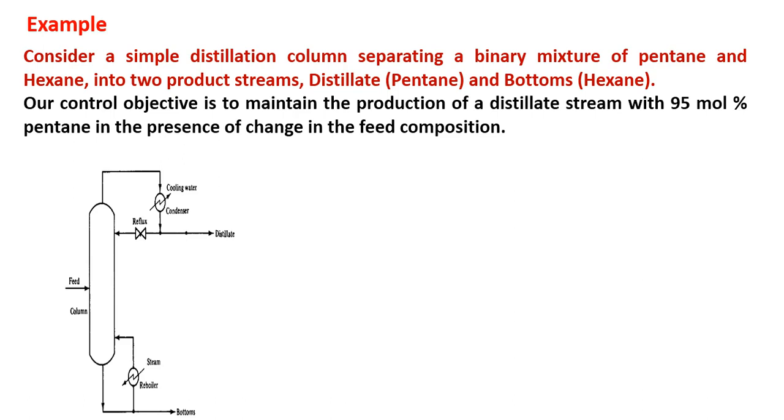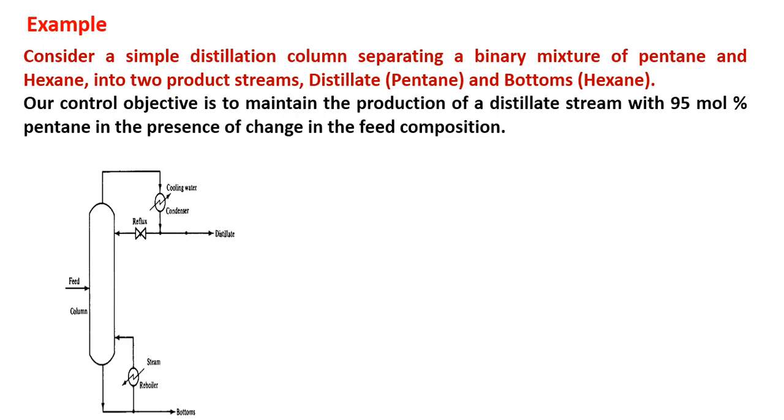The input to this distillation column is the feed, which is basically the disturbance, that is, the composition of the feed is changing. That means in the feed the pentane and hexane composition is not fixed, it's variable. Sometimes you can get pentane of 10% in a feed stream, sometimes around 60% pentane in the feed stream. So the composition of pentane in the feed is variable. Depending upon that, we need to put a controller configuration that ensures we get a distillate of 95% mole of pentane.